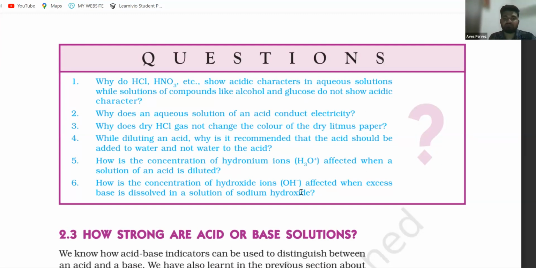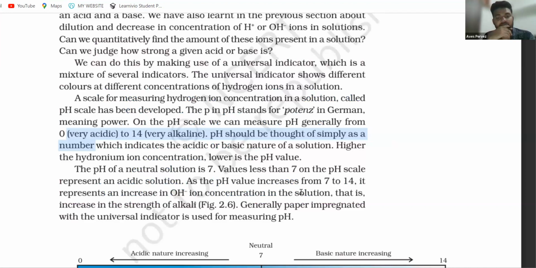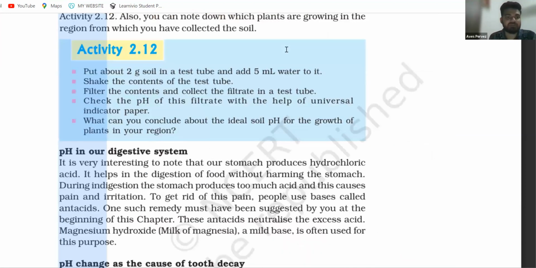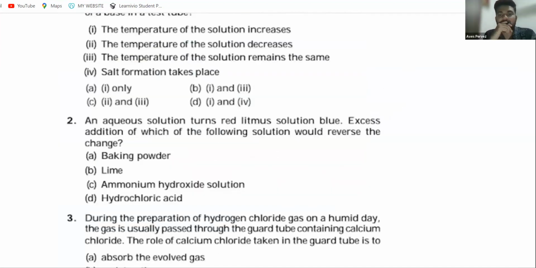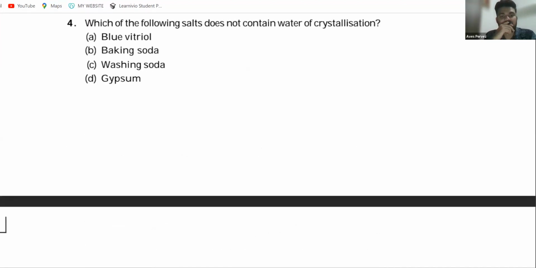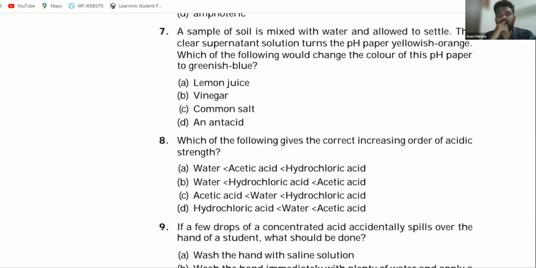So let's move further. We have done this topic, so let's do the very important part of this. Let's do some important questions regarding this chapter. Question number 8, which one? What is the answer for question number 8?